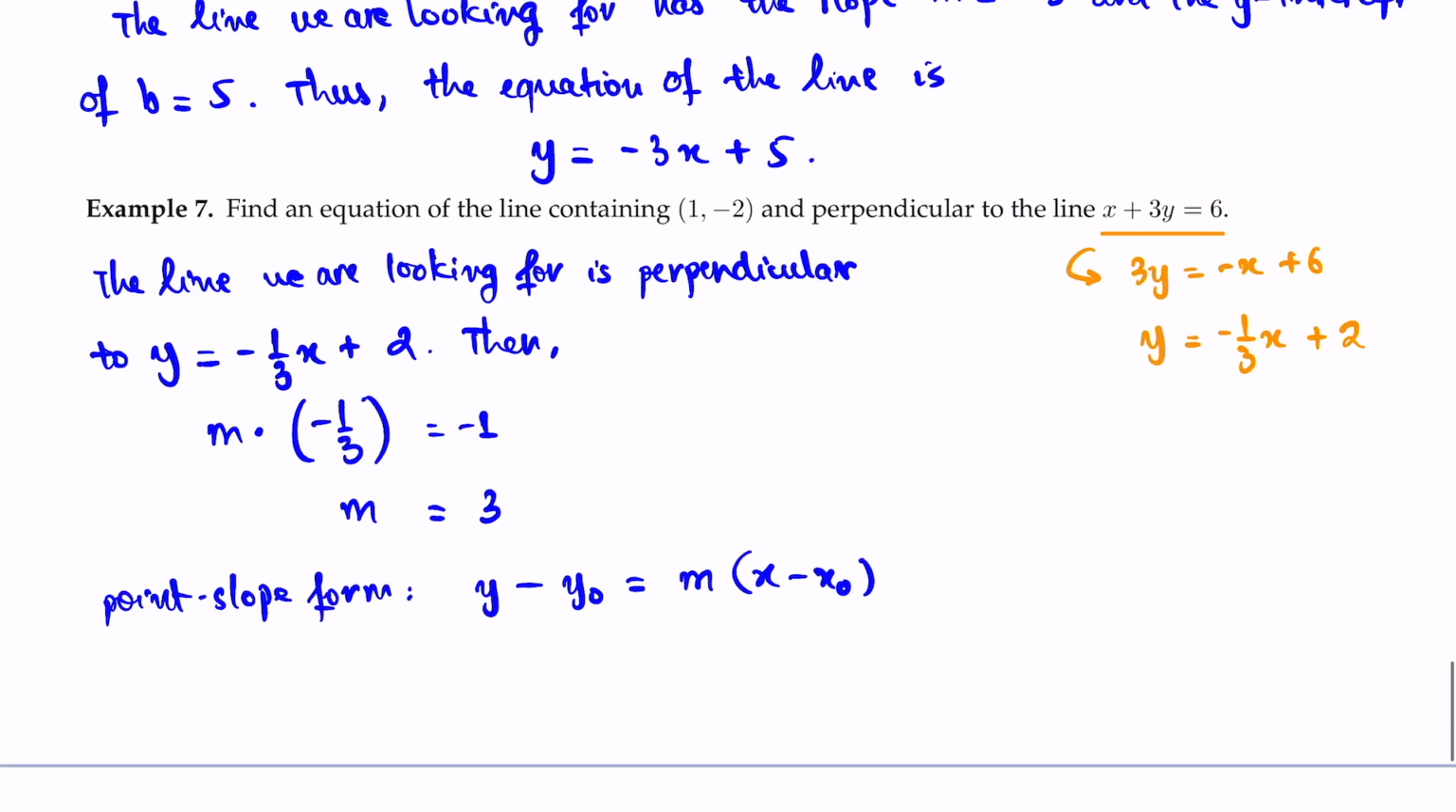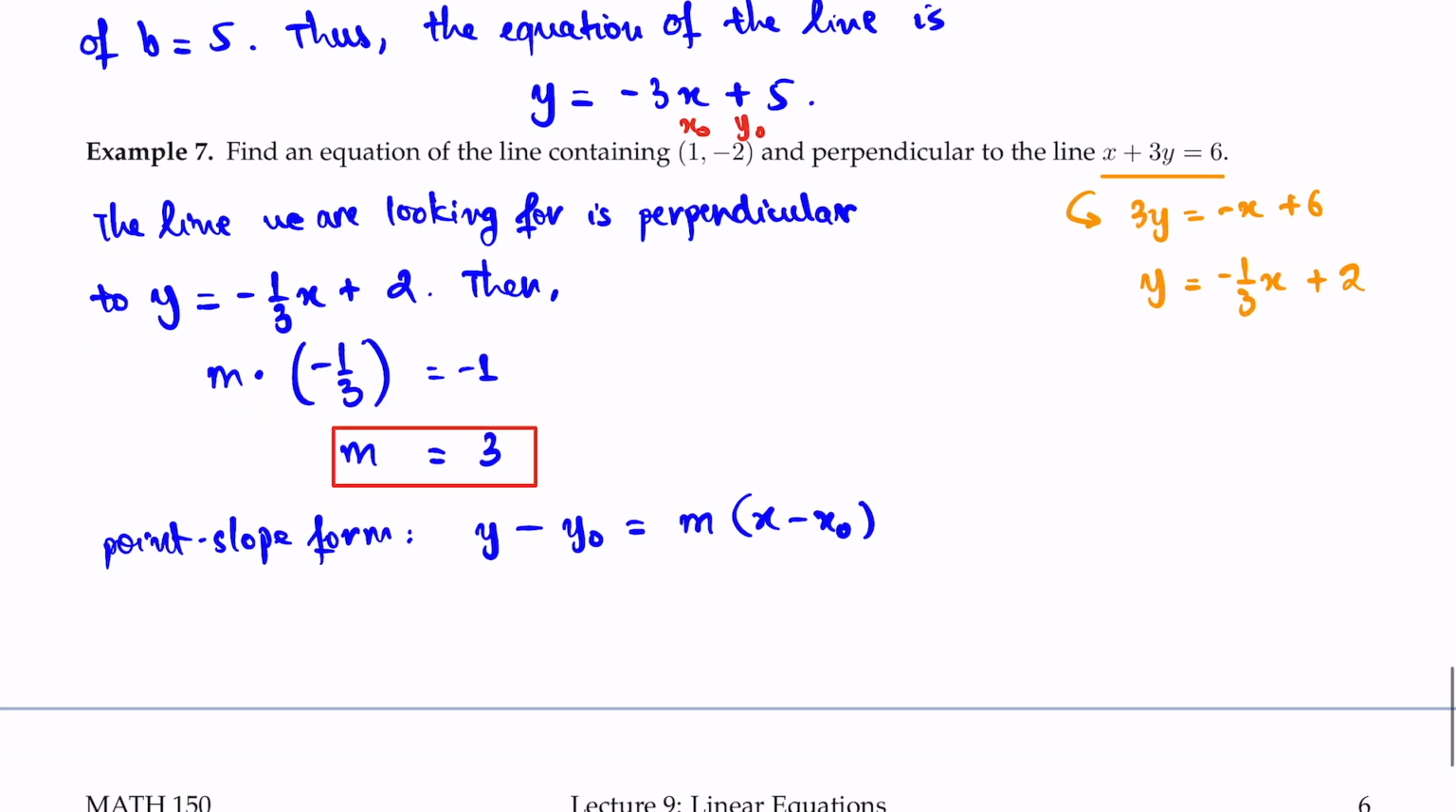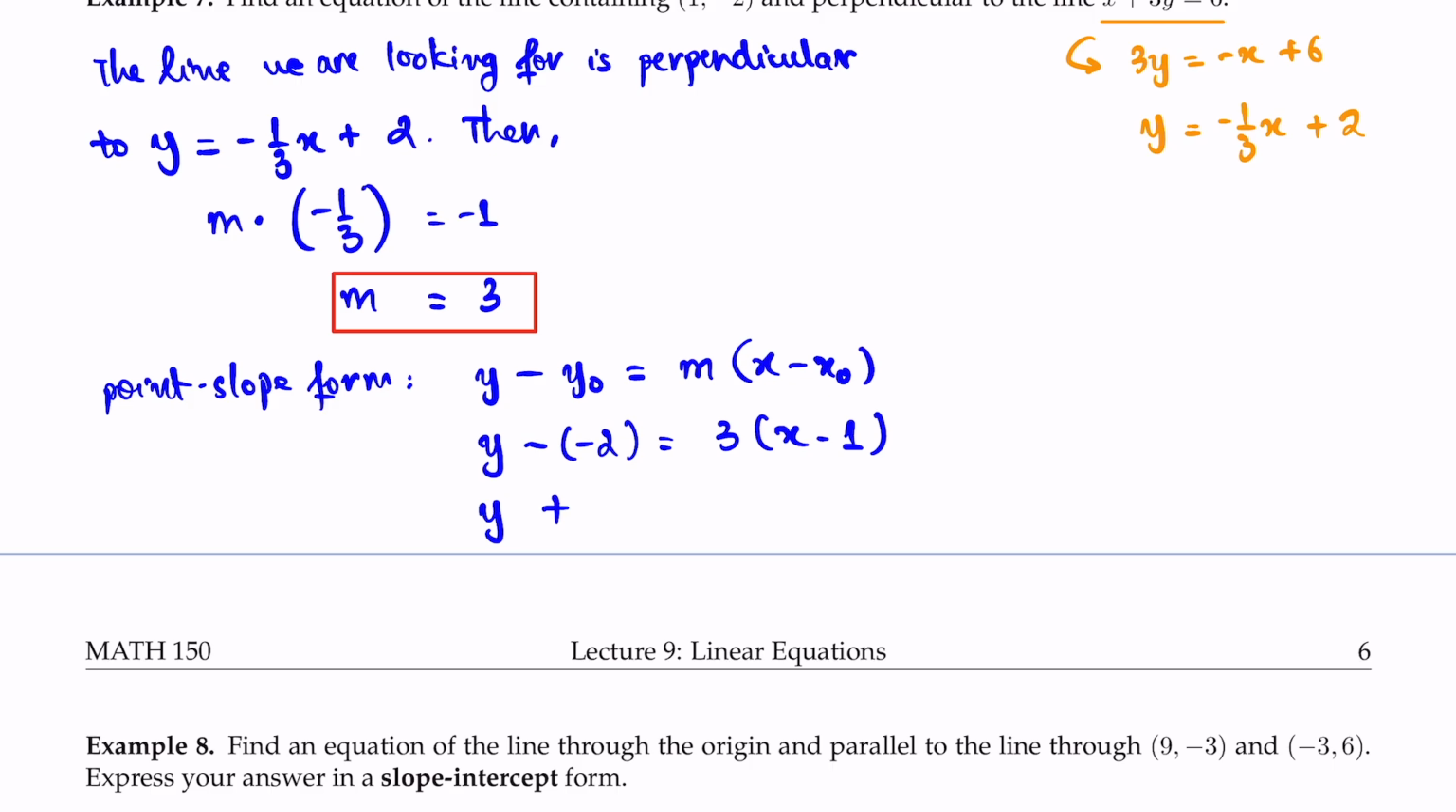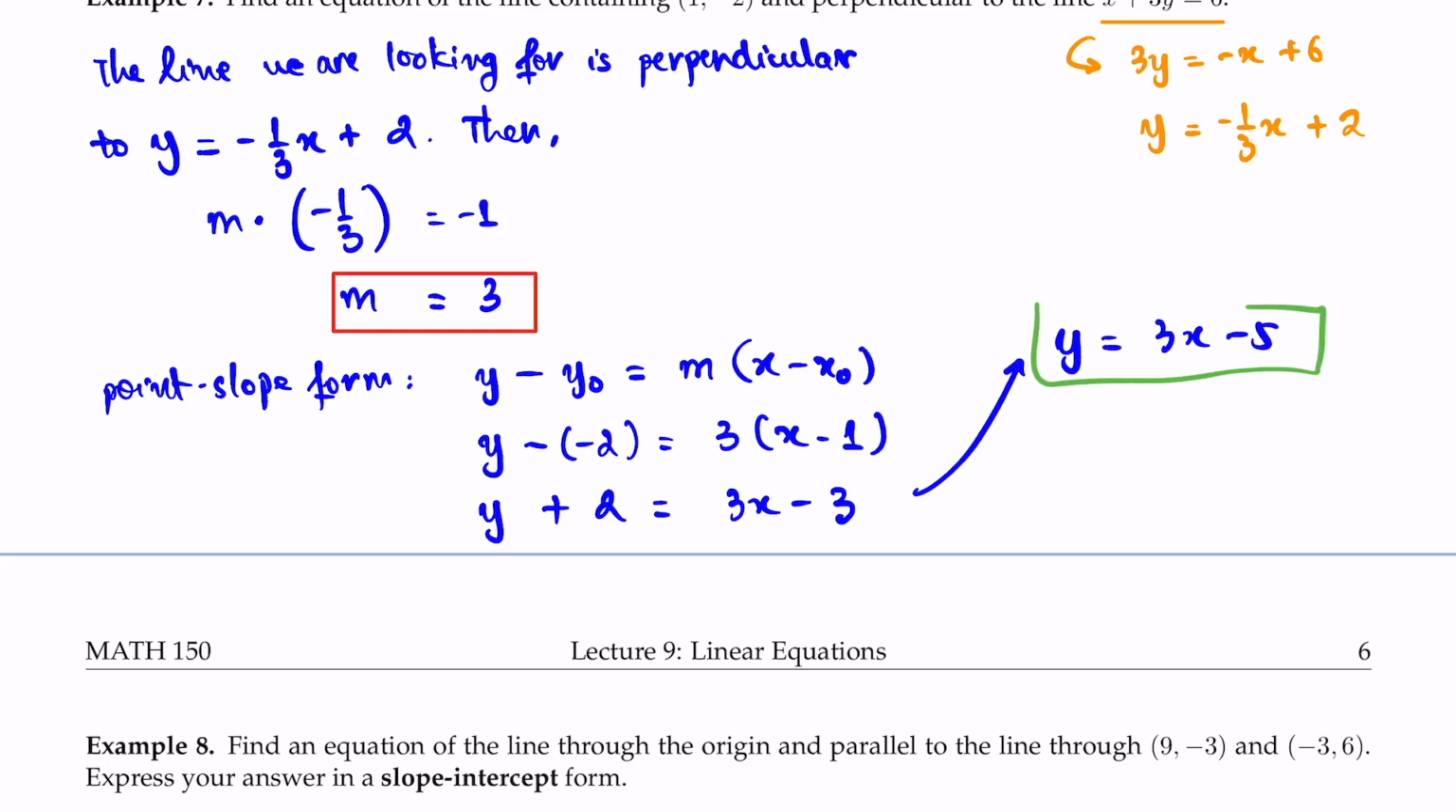Again, m you got, right? So this is m, and this is x0, this is y0. Then substitute all you know into that equation. You got y minus negative 2 equal to 3 times x minus 1. Or you have y plus 2 equal to 3x minus 3. Or y is equal to 3x minus 5 is the answer that you're looking for.